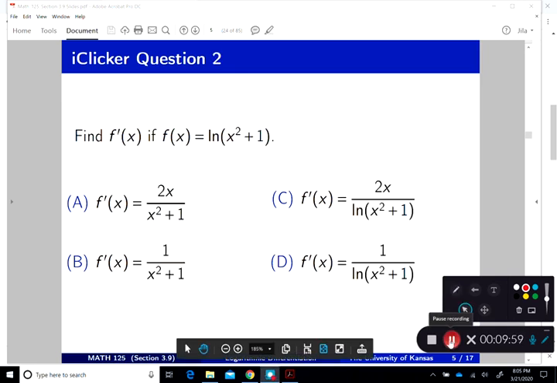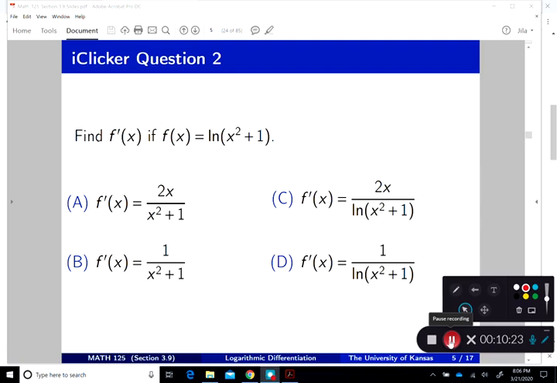Another iClicker question. Find the derivative of f of x if f of x is equal to the natural log of x squared plus 1. So I'll give you a minute to pause and think. I hope you paused and thought, and gave it a little bit of thought. And so now let's try to solve this.